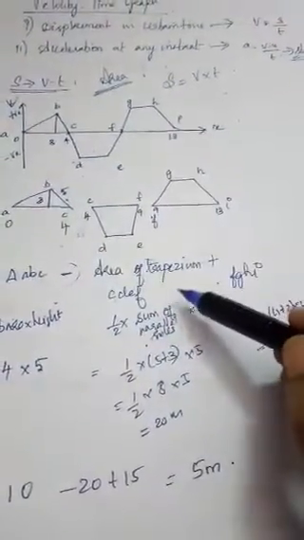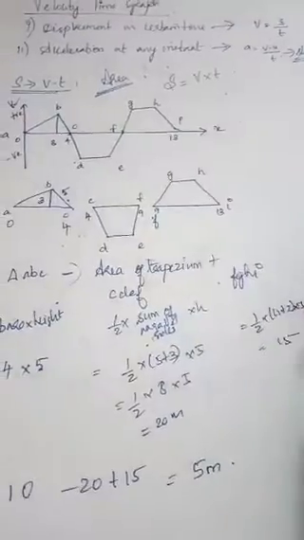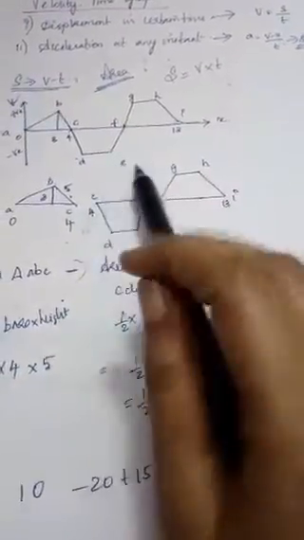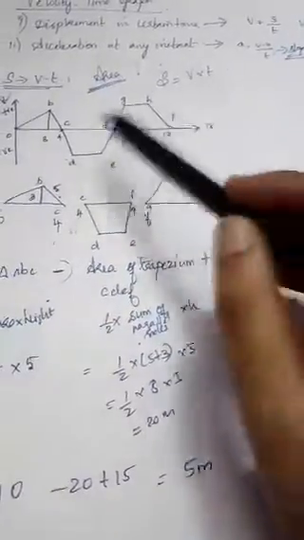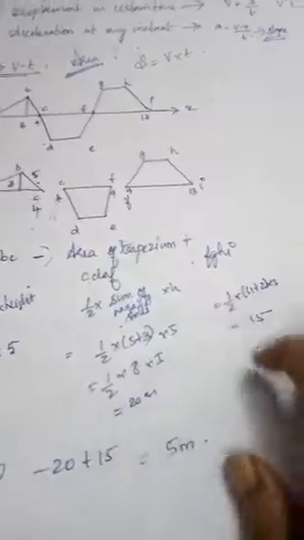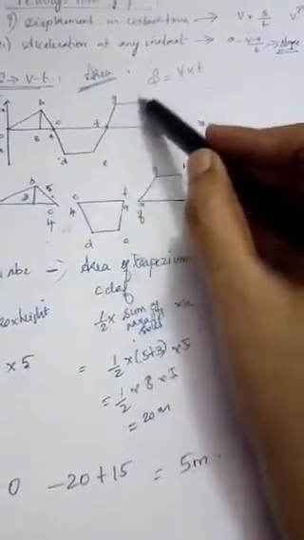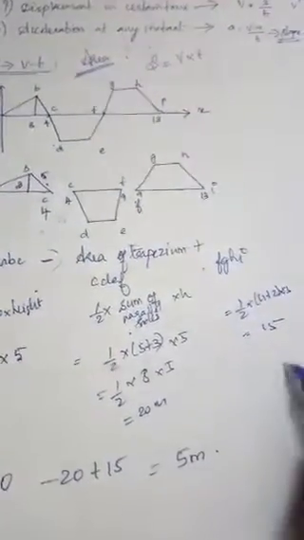Now the formula of a trapezium is half into the sum of its parallel sides into the height. Again, height will be 5. In this case, height is 5, and the sum of the parallel sides, if you add it, you will end up with a value of 20. And similarly for the next trapezium, FGHI, you calculate it and you'll end up with your value.